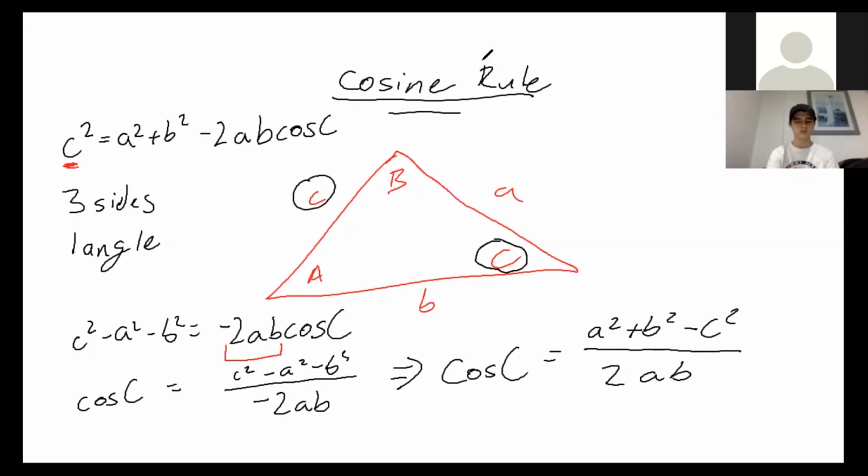So does everything here make sense, all these steps? So I've subtracted my A squared and B squared, and then I've divided by minus 2AB. And then I want to get rid of the negative on the bottom. So what I've done is I've switched all the signs on the top, so I brought the negative to the top.